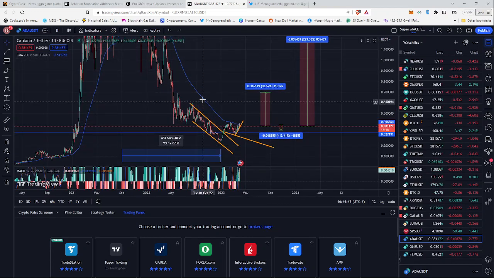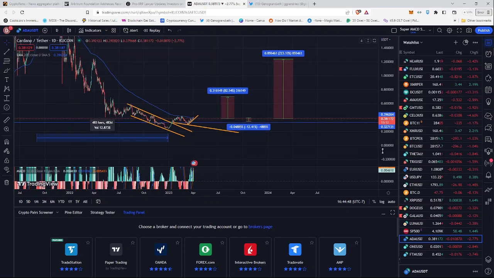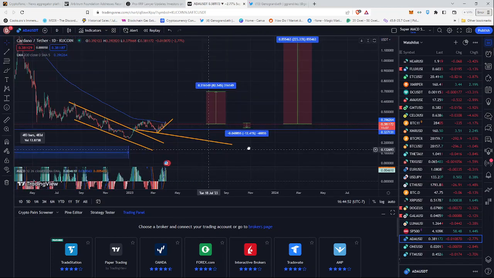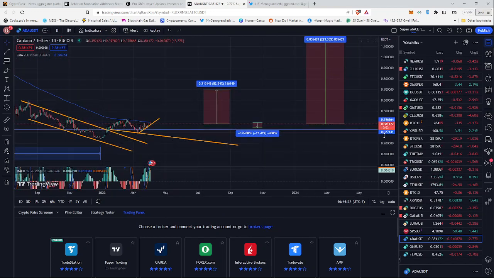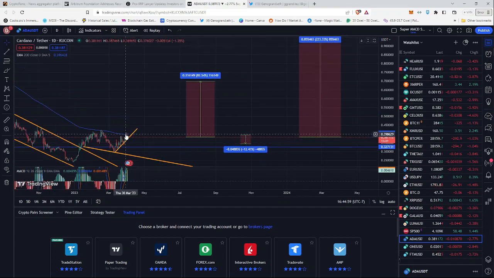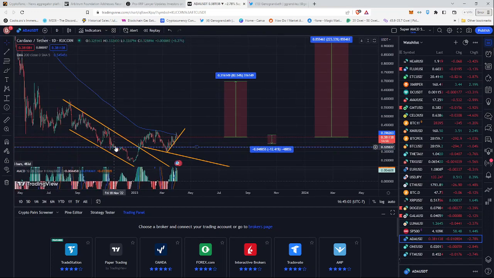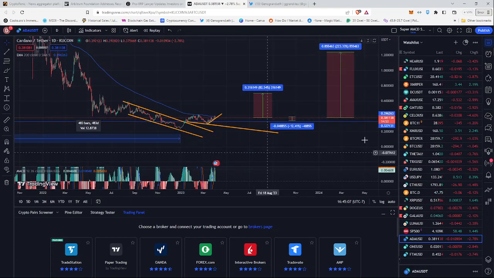As you can see, we've got the 200 EMA here, which is a very widely used indicator. That's another thing that can be used to further confirm if we're going to be entering an accumulation phase, because if we get a close above this 200-day EMA, that's a good indicator that we're going to continue moving upwards. So that's my analysis for Cardano.